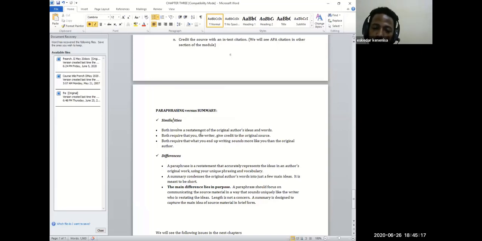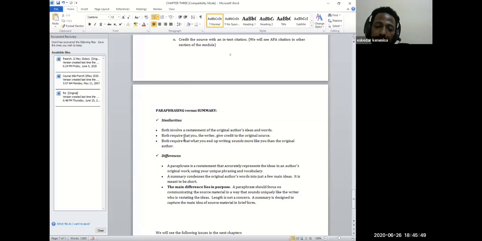Both involve restatement of the original author's idea or words. Therefore, you put it in your own language. You have to make a restatement of the author's idea or words. Restatement of the original idea is one of the similarities, because in both summary and paraphrasing, you use your own words.